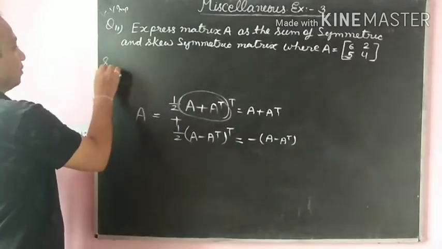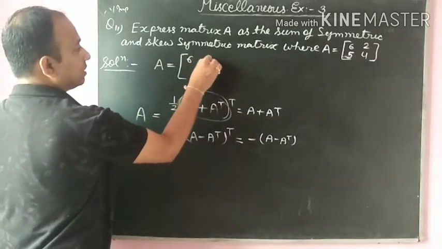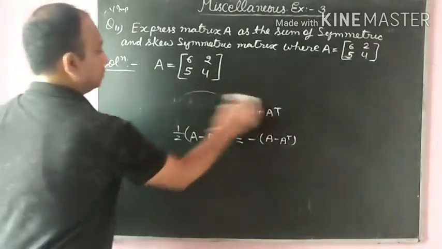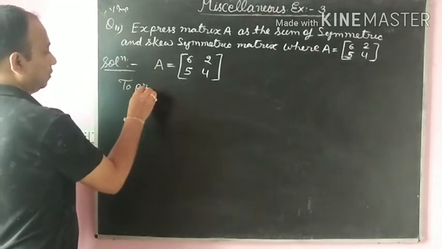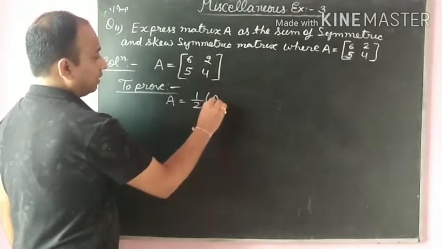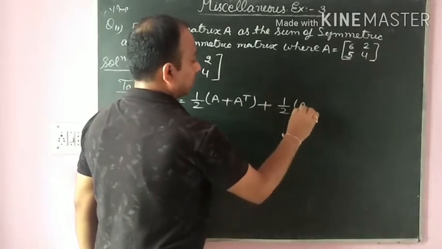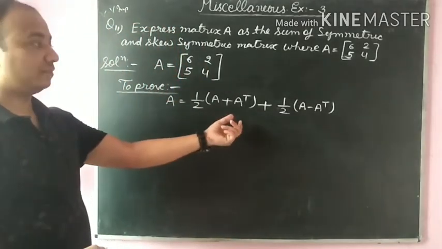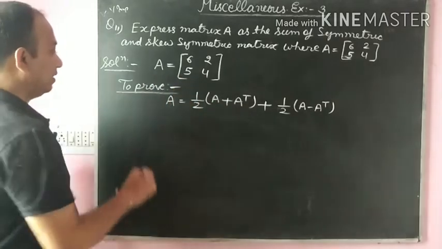तो इस क्वेश्चन में हमें क्या प्रूफ करना है? Solution: matrix A equals 6 2 5 and 4, and to prove A equals half of A plus AT, this is a symmetric matrix, plus half of A minus AT, this is a skew symmetric matrix. Then we solve the right hand side, and after solving the right hand side the answer will be equal to the given matrix A.